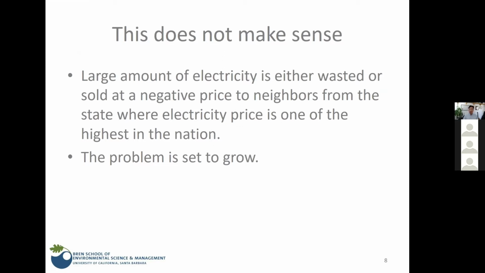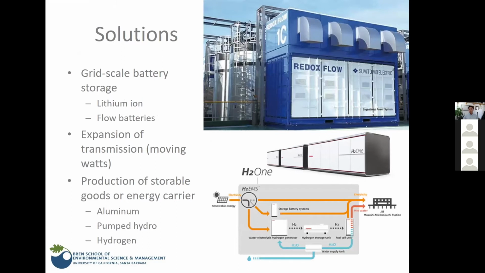Obviously, there are a lot of people working on addressing this curtailment problem. For example, Southern California Edison is working on this, and PG&E is working on this. We are putting in a lot of grid scale battery storage, and there are more to come in the plan. We are talking about lithium ion batteries, and some are working on flow batteries.